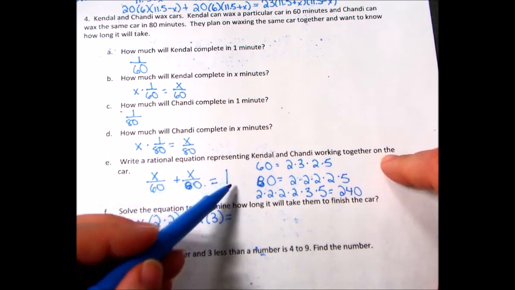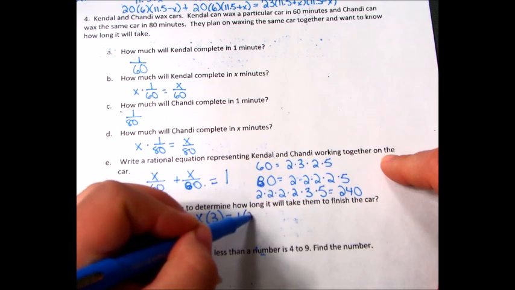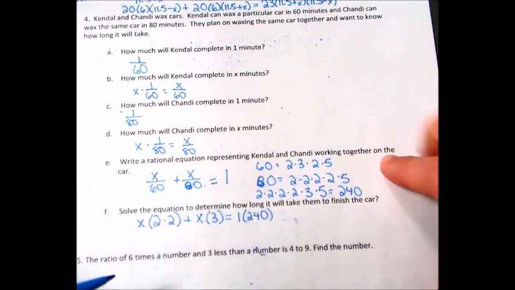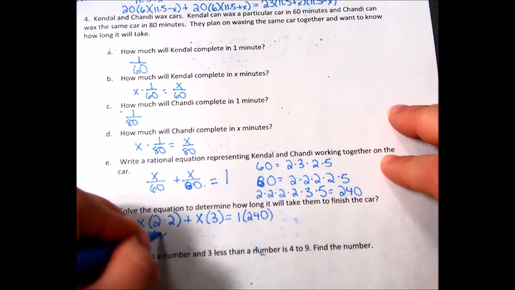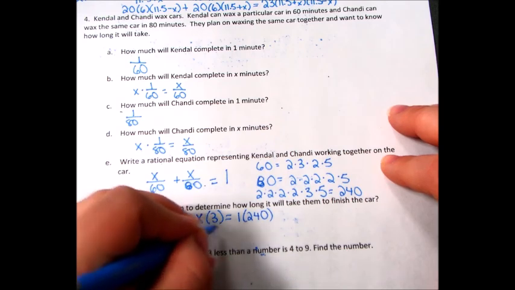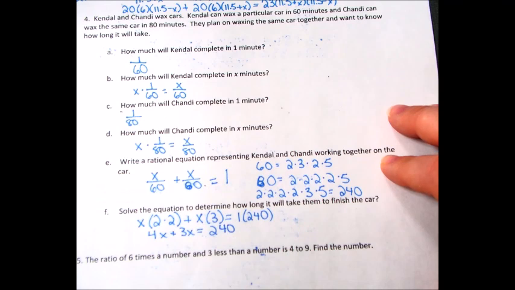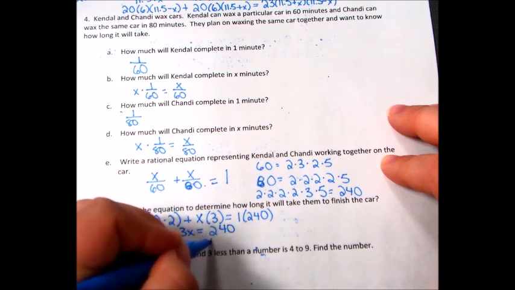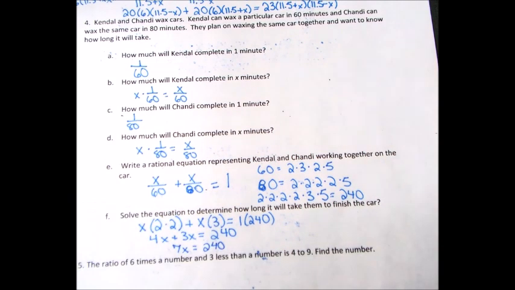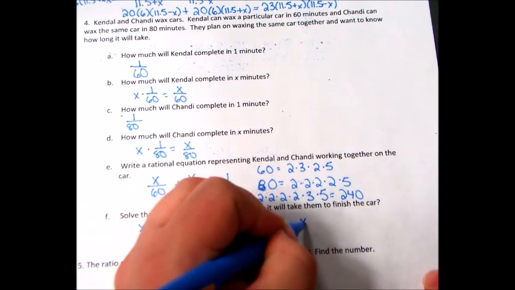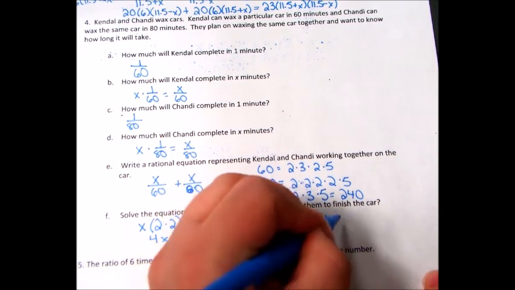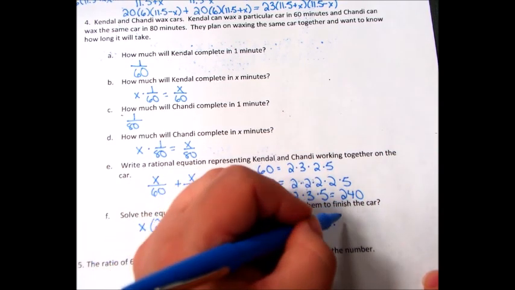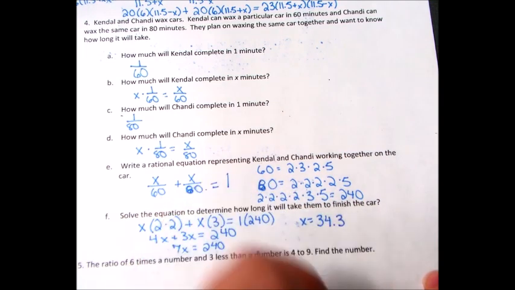So our equation that we're solving is 4x plus 3x equals 240. 4x plus 3x gives me 7x equals 240. 240 divided by 7 gives me 34 point, I don't know, we'll say round to the nearest tenth. It should take them 34.3 minutes to finish the car if they work together.